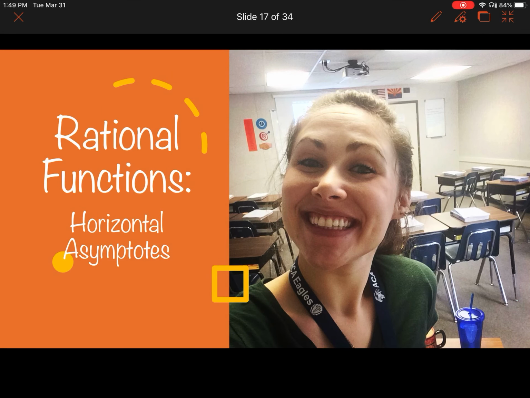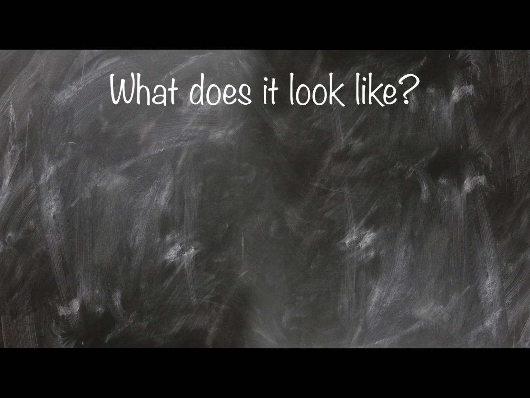Welcome back to our series on rational functions. We are looking at horizontal asymptotes of graphs. Now, what does this look like? We've talked about vertical asymptotes of graphs. Now let's take a look at horizontal asymptotes.